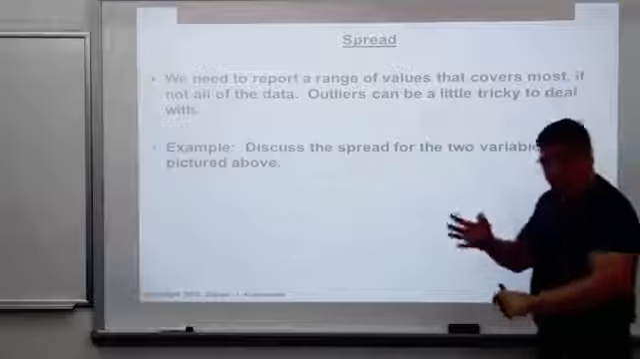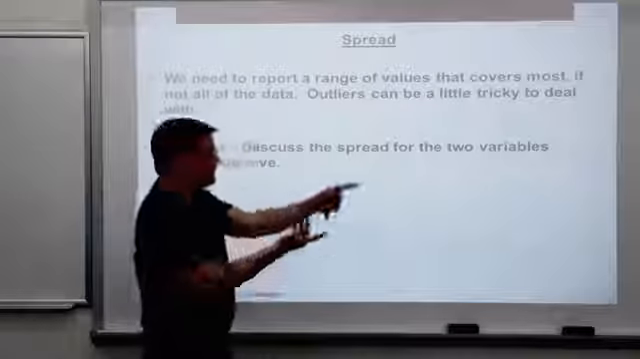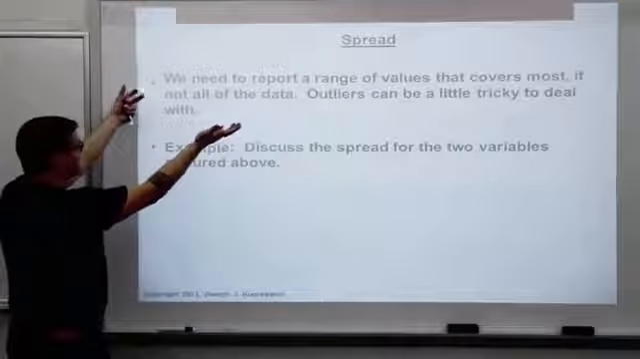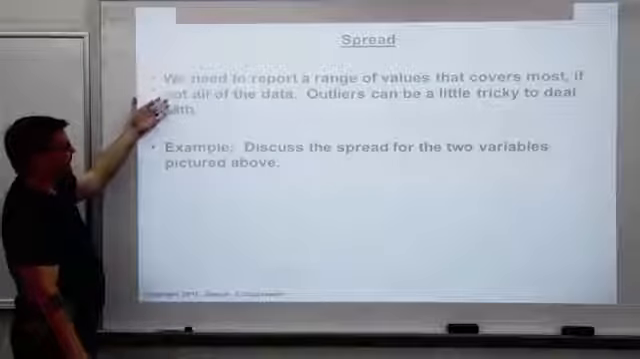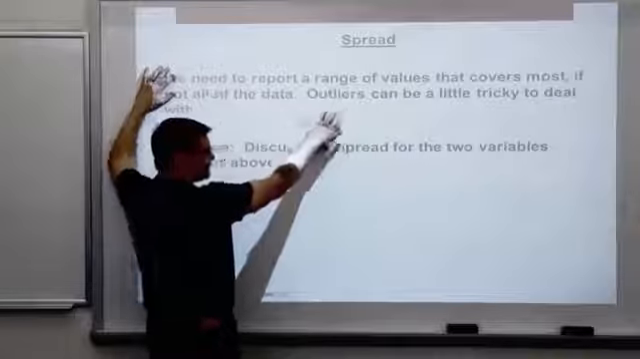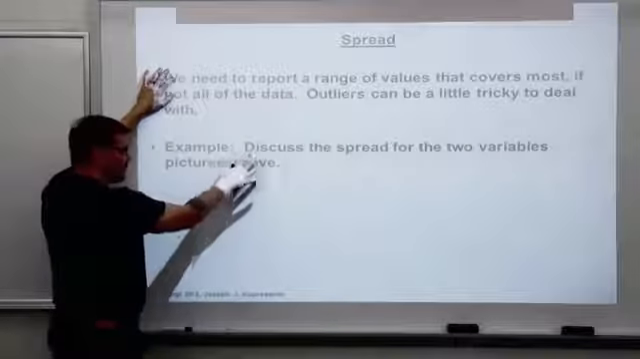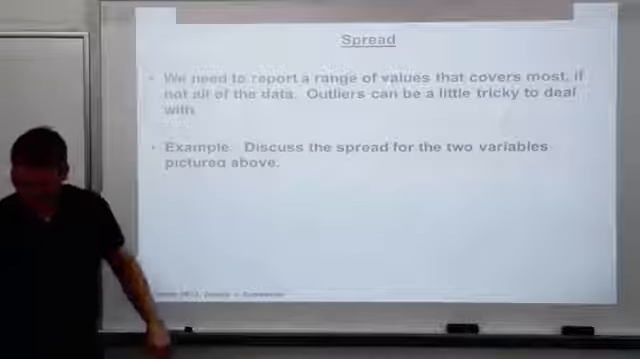So four things, remember, students: shape, center, spread, unusual features. Two are done, two to go. Spread: we need to report a range of values that covers most, if not all, of the data. Dealing with outliers might be a bit tricky. So, example: discuss the spread for the two variables pictured above in the notes.